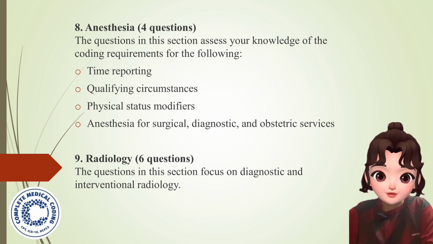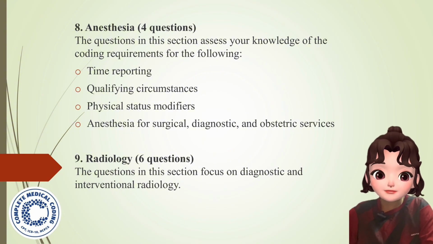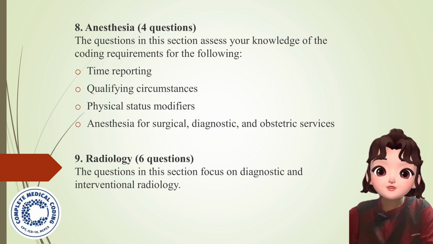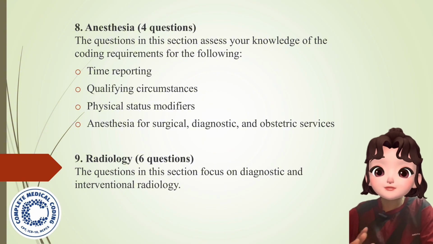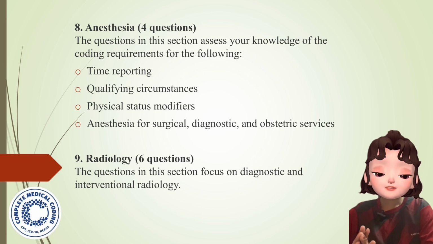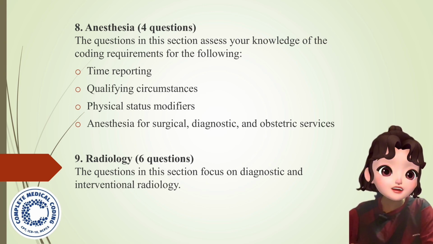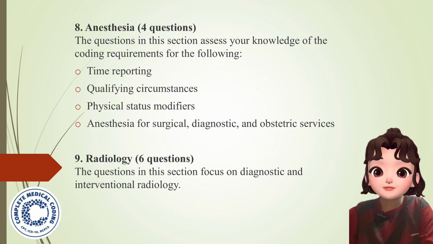Another easy-to-score section is the radiology section. 6 questions from the radiology section. In order to save time, you can directly go to the radiology section when you get the question paper. Initially, you can finish it out. But be careful. Read everything carefully. You have to look mainly at the number of views mentioned in the question as well as in the CPT description. That is very important. The questions in this section focus on diagnostic and interventional radiology.